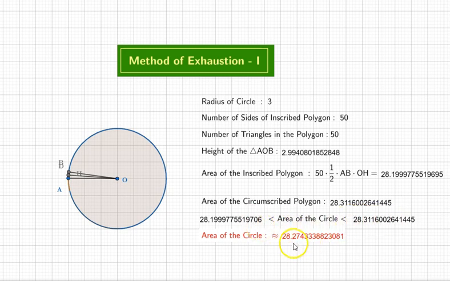Very interesting, right? So that is finding the area of a circle using the method of exhaustion. That's it.